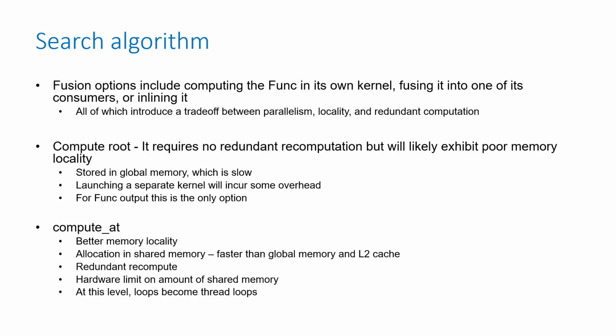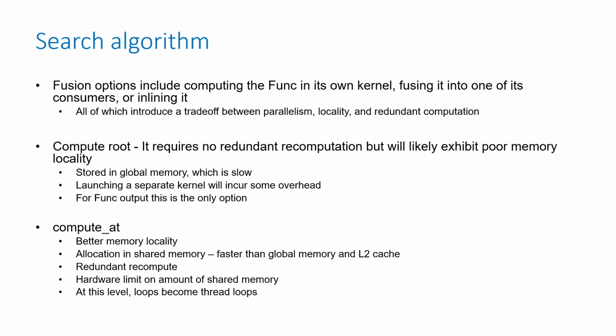Compute root is basically not inlining at all, computed separately: the producer is computed totally before computing the consumer. So this will exhibit poor memory locality. Everything is stored in global memory, which is slow. There's an overhead of launching the producer in a separate kernel, and for the output, this is the only option because the output cannot fuse into any upstream stage.